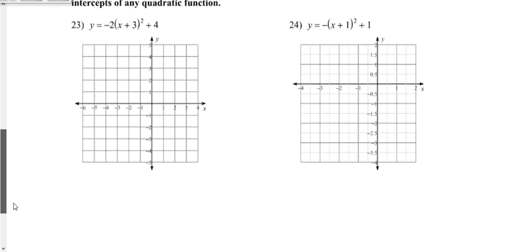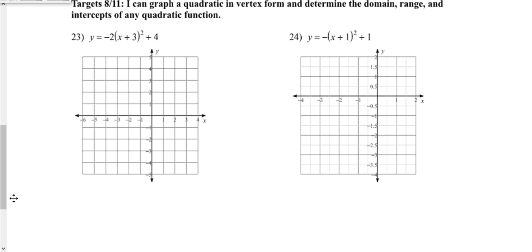All right, so on 23 and 24, we are going to graph in vertex form. So I'm going to start by finding the vertex, since it is in vertex form, and that's something that I will have to find. So the vertex is at negative 3, 4. This is always the x coordinate. You switch it. That's the y coordinate. So I'm going to go ahead and graph negative 3, 4.